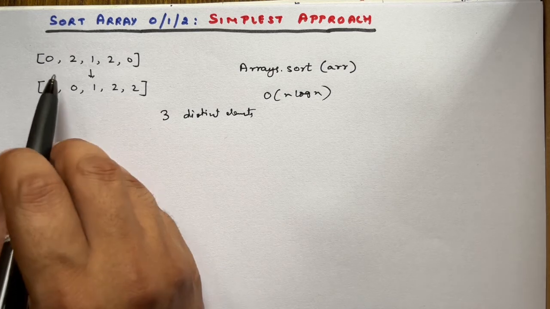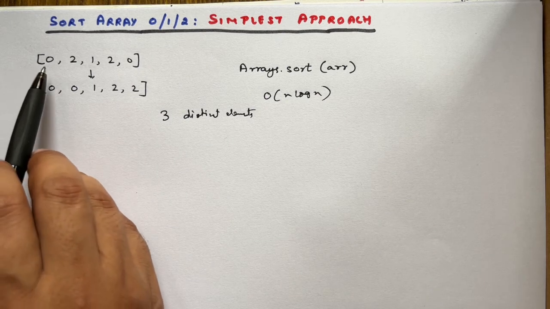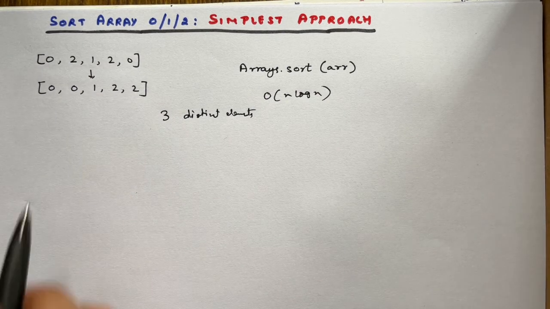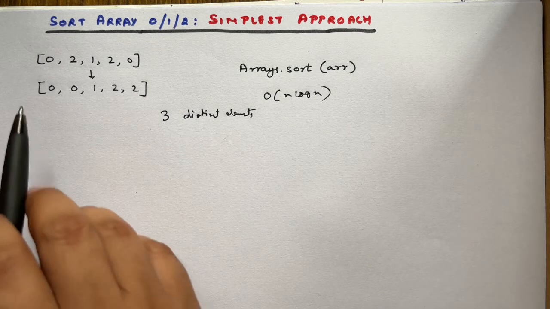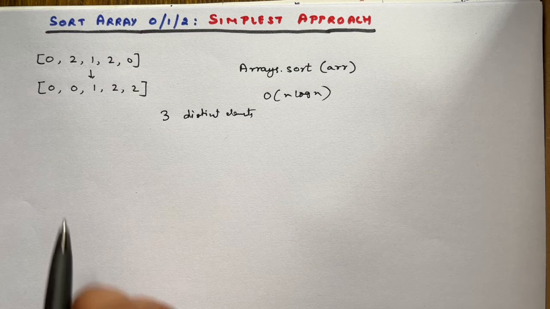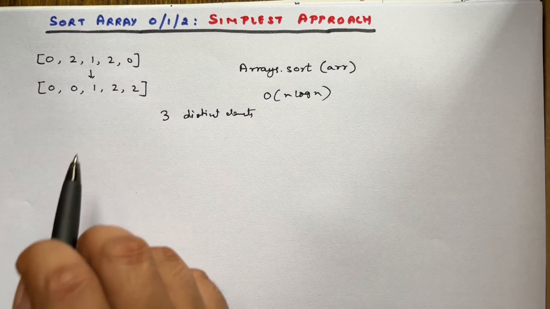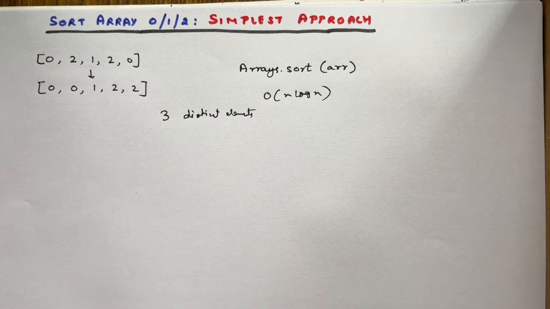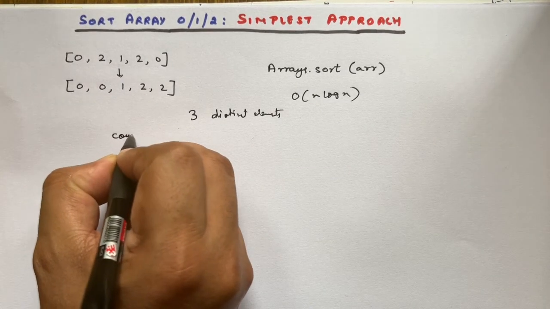Okay, so how do we use this information that this array contains only three distinct elements? Let's look at this array. Let's say if I know the count of how many zeros are there in this array, how many ones are in this array, and how many twos are in this array. If I know this count, can I simply use this count to refill the array again? That number of zeros will be filled first, then the number of ones, and then the number of twos. So we basically need this information as fast as we can.